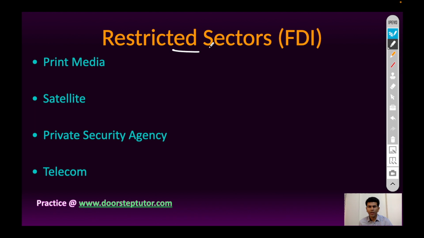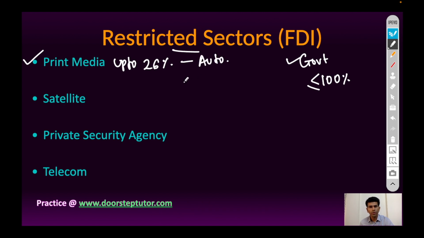Let's discuss what are the restricted sectors. Restricted sectors means government approval is required even for 100% or less than 100% FDI. Let's start with print media. Up to 26% is allowed by automatic route, and above 26 up to 100% is allowed by way of government route.